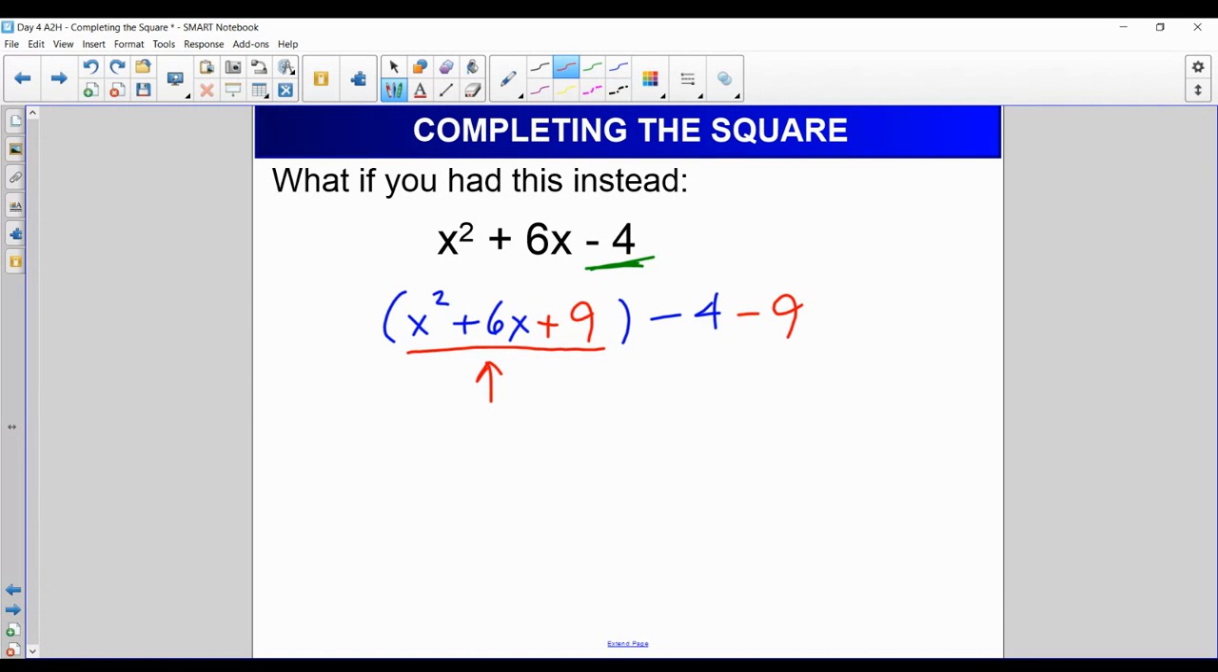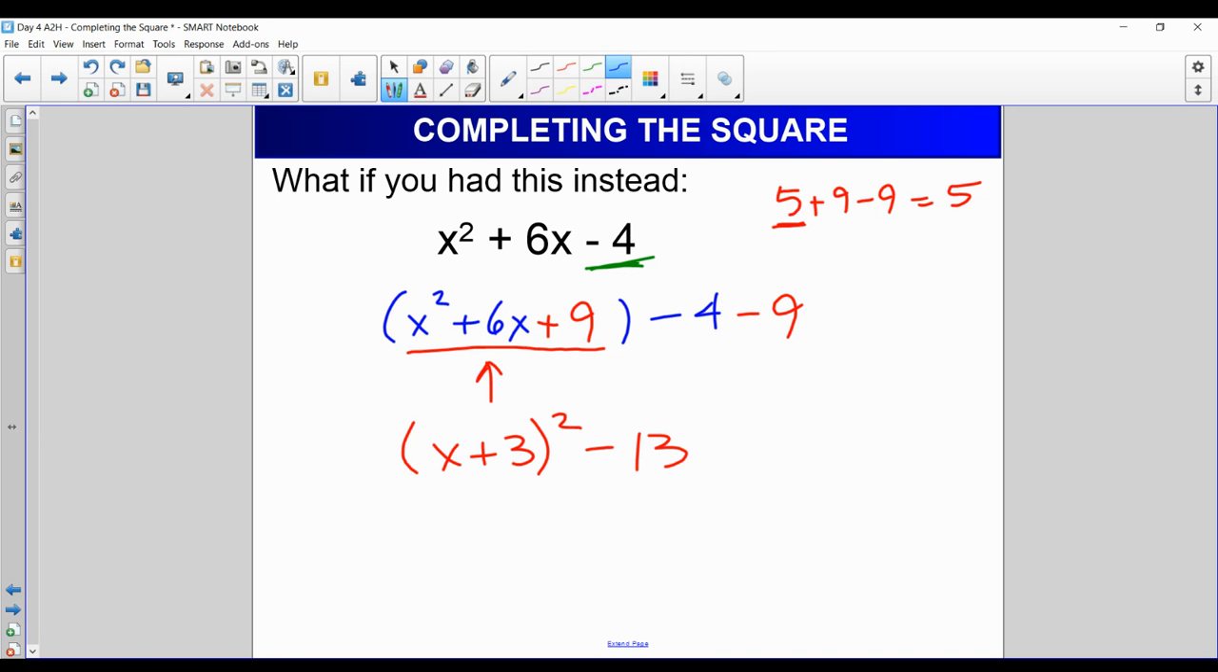Right? This is just like saying if I had 5 and I added 9, but I subtracted 9 again, don't I still have the original 5 that I started with? Well, that's what we did. And then I'm going to rewrite it and say x plus 3 squared minus 13.